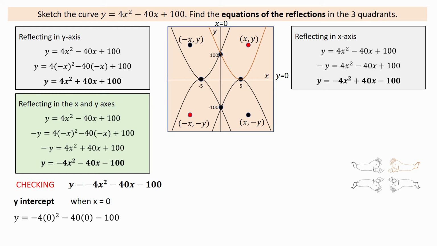To check, first find the y-intercept, which occurs when x equals 0, substituting x equals 0 into the equation, giving y equal to negative 100. So the curve cuts the y-axis at 0, negative 100, which is correct.